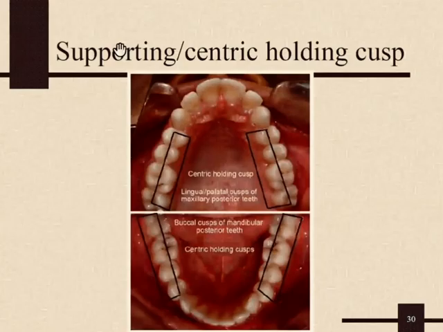Here we have the lingual cusps of the maxillary posterior teeth and the buccal cusps of the mandibular posterior teeth. These are called supporting cusps, okay, functional cusps. Supporting cusps can also be called centric cusps because they occlude on the central fossa of each of the opposing teeth, the centric fossa and the marginal ridges.